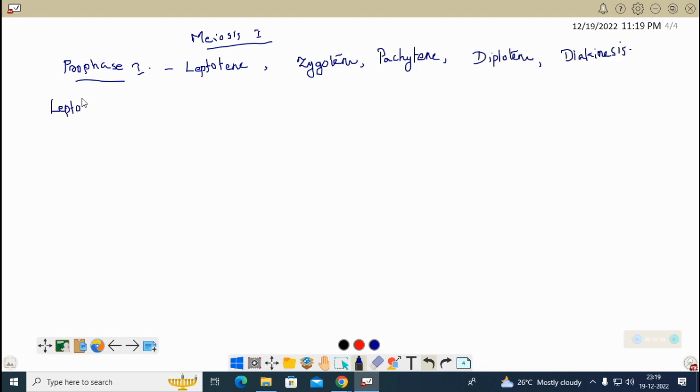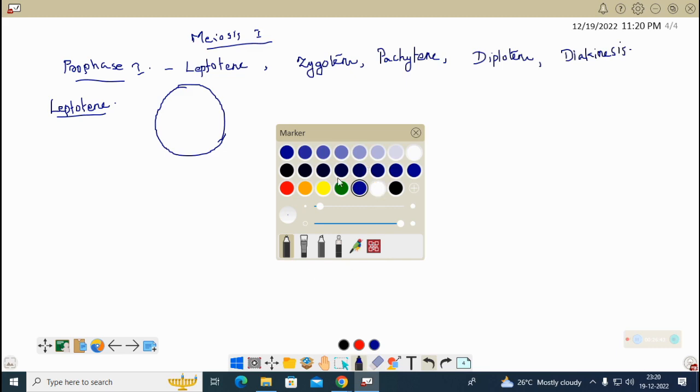How does leptotene occur? Before entering into this, I'll just show inside the nucleus and explain all these stages with 2 homologous chromosomes. So I'm just drawing one nucleus here, and I'm showing 2 pairs of DNA, with orange color and green color.